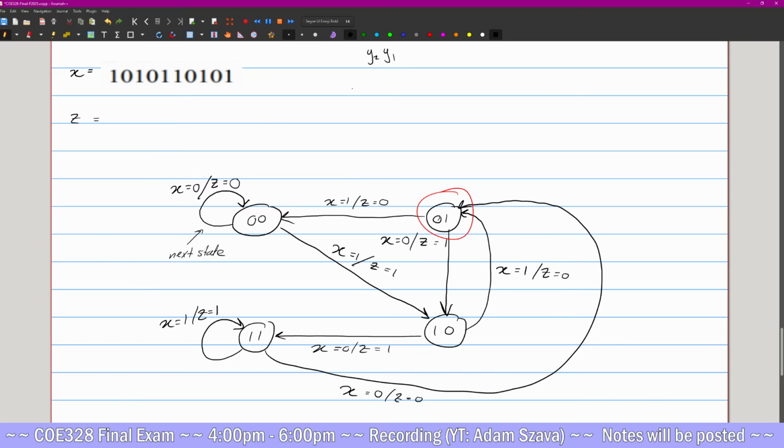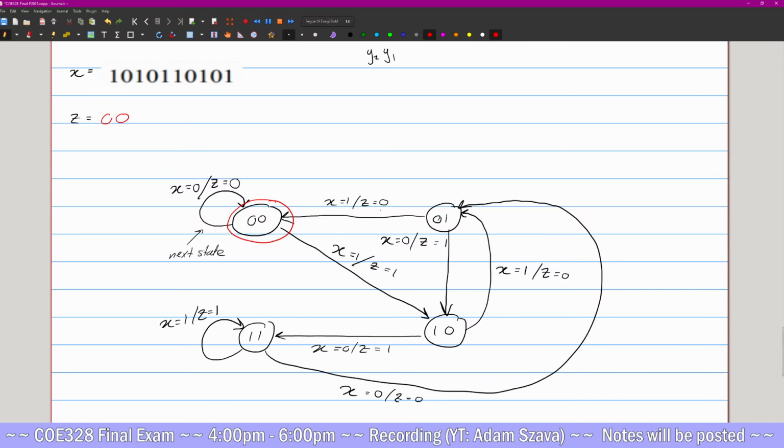So Z, let's look at our sequence on Z. We start in the state 0, 1, and X is 1, so Z is 0. That's this arrow. We're in state 0, 1 and X is 1. I haven't clocked yet. Just X is 1, so Z is 0. I clock. Now I'm here, and I'm assuming this is the sequence after clocks. X is 0. Z is 0.